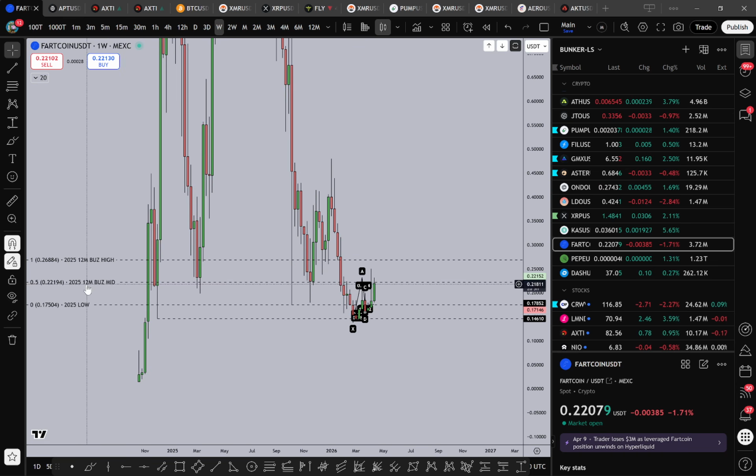You just need to flip this resistance into support for your next set of plays. Again, same problem, right? That weekly buy seller zone that many things are up against. Farcoin is up against that as well. You flip that, and you've got a nice little range for you to run.